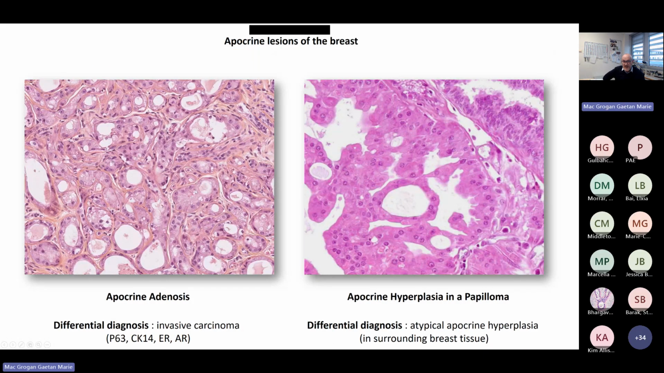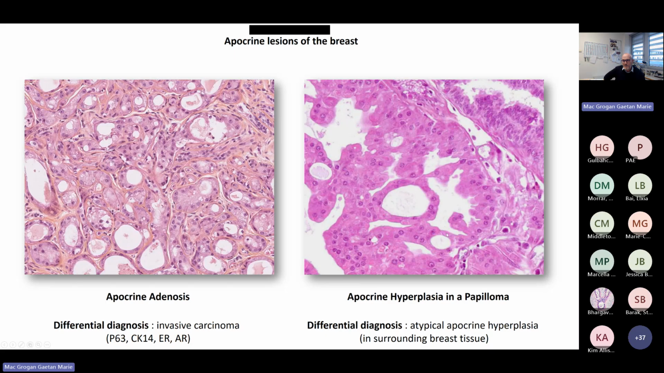Apocrine metaplasia is usually found, apart from the cysts, in sclerosing adenosis. This is what we call apocrine adenosis, and this can be confused with invasive carcinoma. I've seen a few cases of misdiagnosis of invasive carcinoma that were in fact apocrine adenosis. And of course, the immunohistochemistry here will be of great help to be able to recognize the myoepithelial cell layer bordering these acini with P63 and CK14, for instance. And to define apocrine cells, we have the typical ER negative, AR positive phenotype.